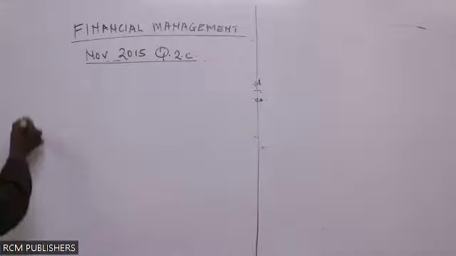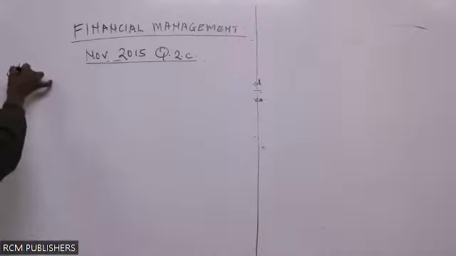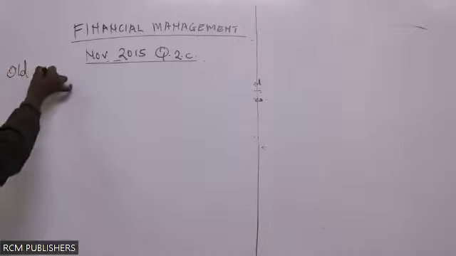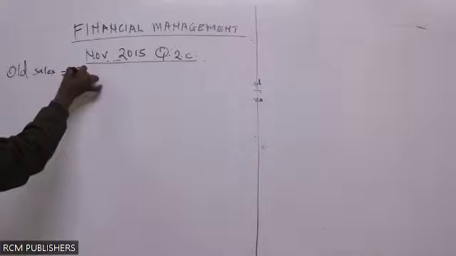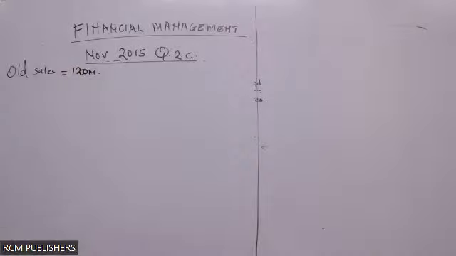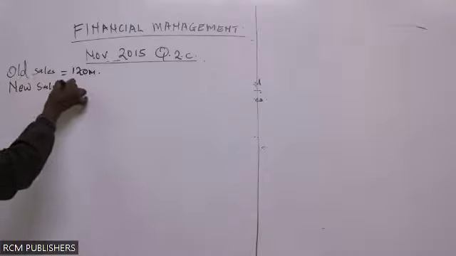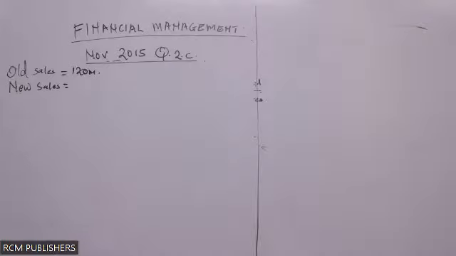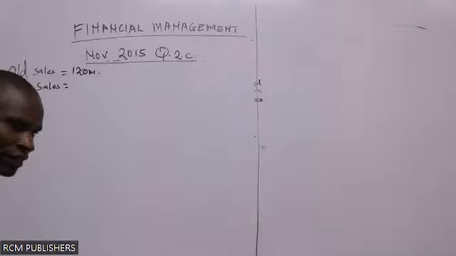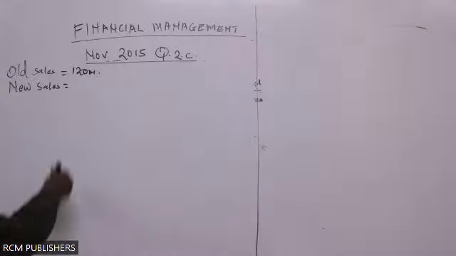New sale. So, old sale is equal to 120, of course, million. What will be my new sale? So we must first get the new sale here. 138 million.